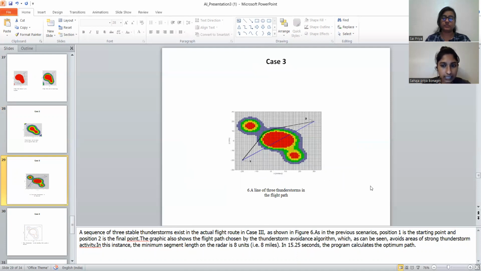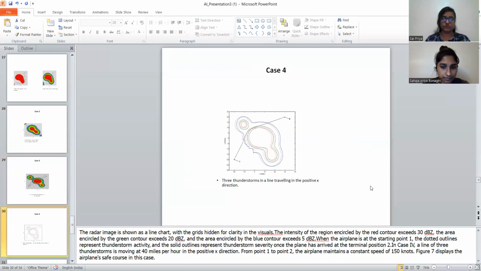In case 3, it has 3 stable thunderstorms in the flight path, starting at position 1 and ending at position 2. It is the same as in the other scenarios. When the thunderstorm avoidance algorithm is used, it makes sure that the plane doesn't fly through areas where there are a lot of storms. A radar segment must be at least 8 units long in this case. In 15.25 seconds, the computer figures out the best way to get there.